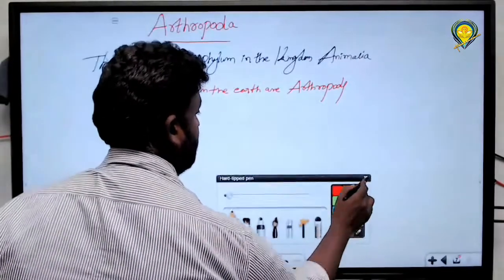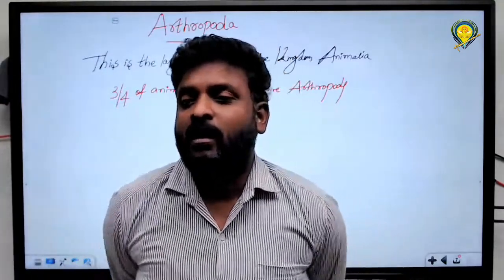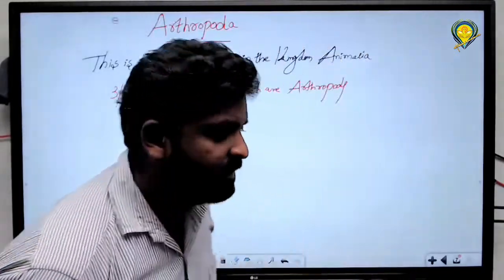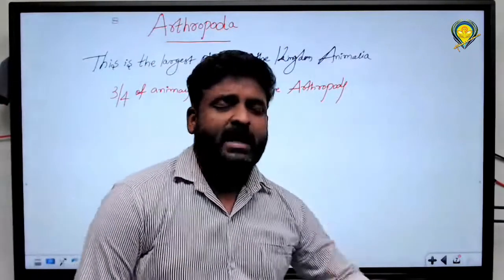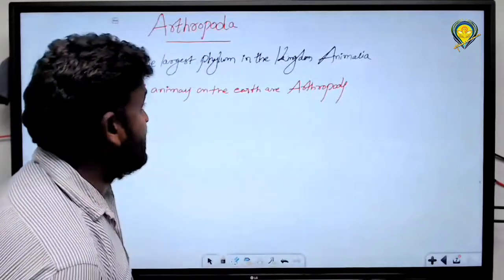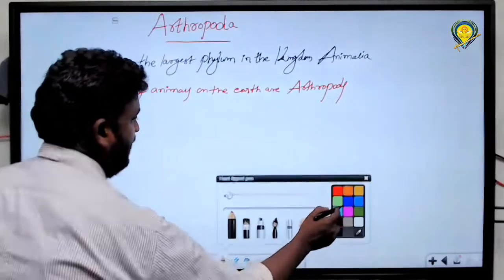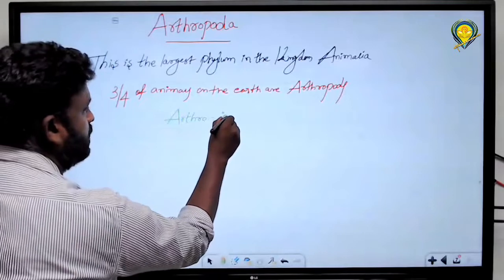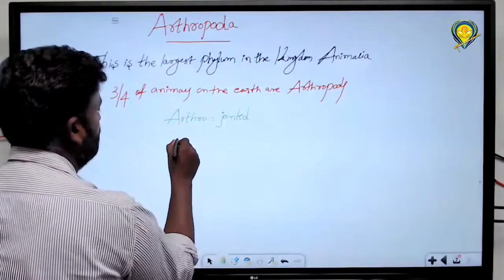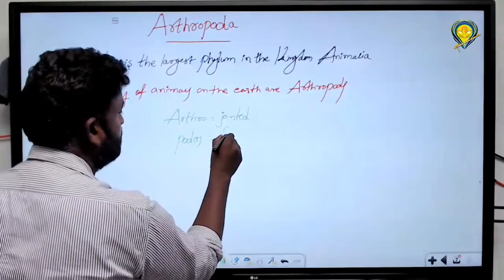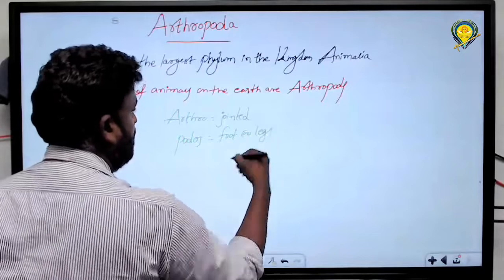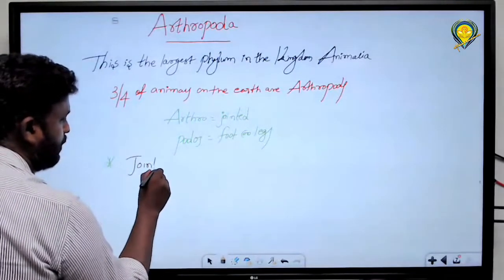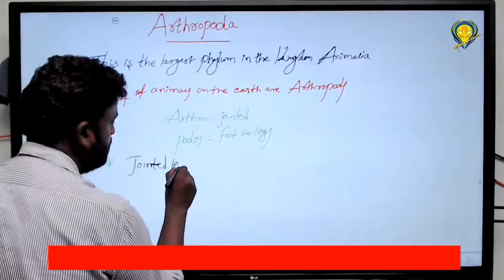Just now we discussed that out of 10 animals, 8 animals are arthropods, and out of 10 animals, 7 animals are insects. Correct? And next one. They have conquered all the habitats, right or wrong? And what is the meaning of arthropod? Arthropod means jointed legs. Arthro means jointed, and pod means legs.